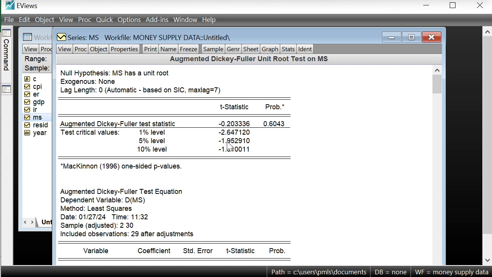At 5%, again our tabulated or critical value is greater than calculated. This 0.20 is your calculated value and these three are the tabulated critical values: the critical value at 1%, at 5%, and at 10%. So first of all, we are unable to reject at 1%, at 5%, and at 10%. So again apply the unit root test.